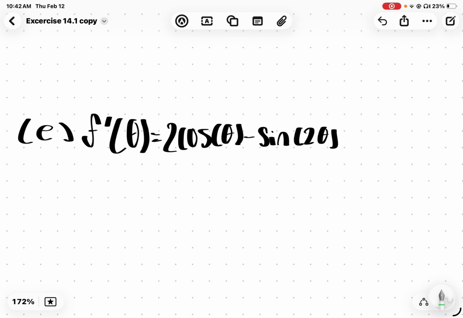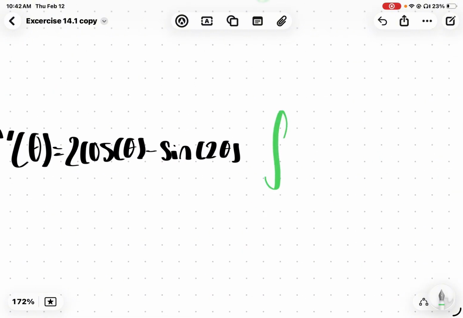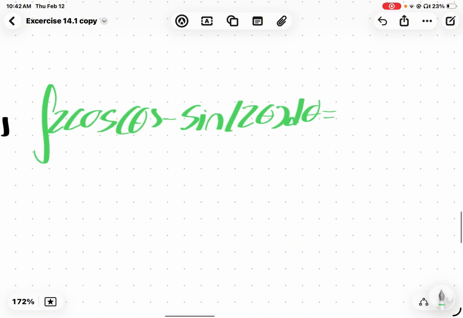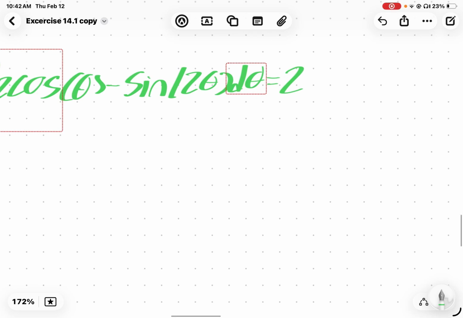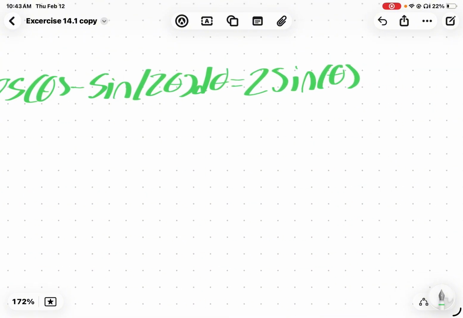Moving on to part E, we have f prime of theta equals 2 cosine of theta minus sine of 2 theta. So we'll have to find the integral only one time. So I have the integral of 2 cosine of theta minus sine of 2 theta d theta. The integral of 2 cosine of theta is 2 times, and since the derivative of sine is cosine, we just have 2 times sine of theta. And then for this, we'll have to put 1/2.